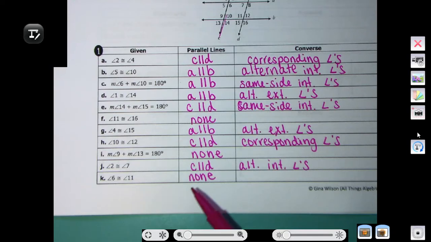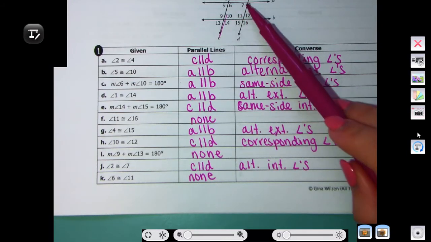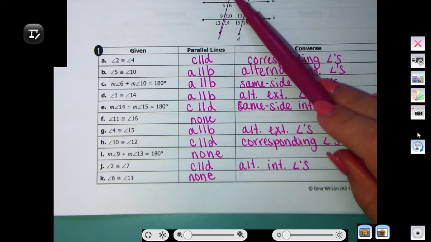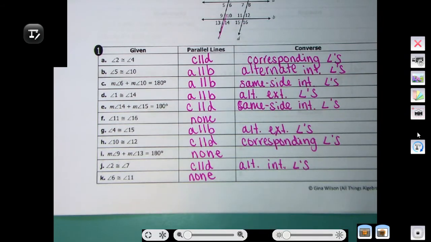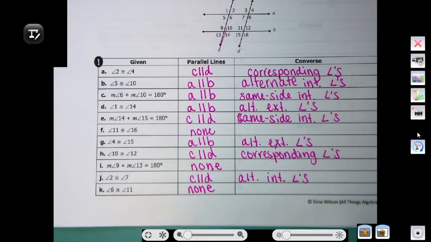And then angle 2 and angle 7. I see that they're touching C and D, being cut by A, and they are alternate interior angles. So they're inside C and D. And then angle 6 and angle 11, they are nothing. If you look at 6 and 11, they really have no relationship that I can see. So they would be none for that one.